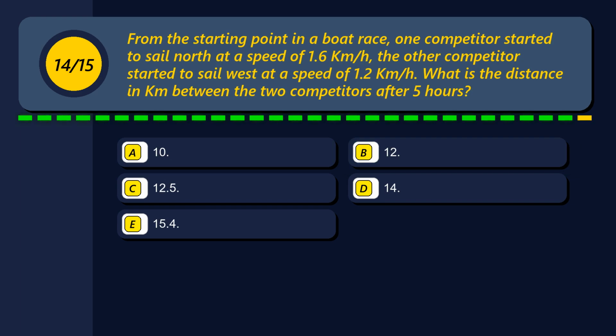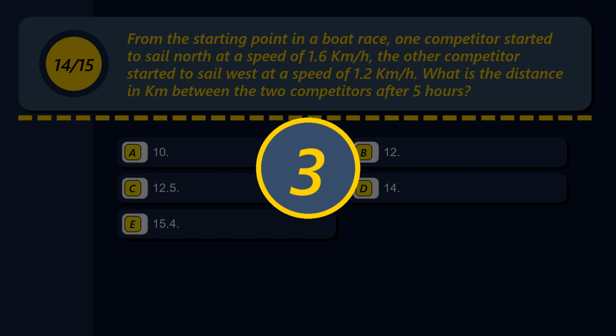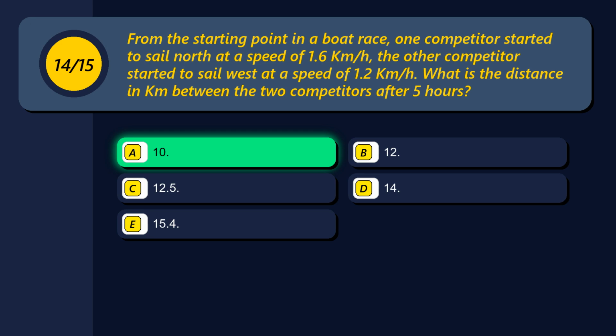Question 14. From the starting point in a boat race, one competitor started to sail north at a speed of 1.6 km per hour, the other competitor started to sail west at a speed of 1.2 km per hour. What is the distance in km between the two competitors after 5 hours? Option A, 10. Option B, 12. Option C, 12.5. Option D, 14. Option E, 15.4. The correct answer is option A, 10.